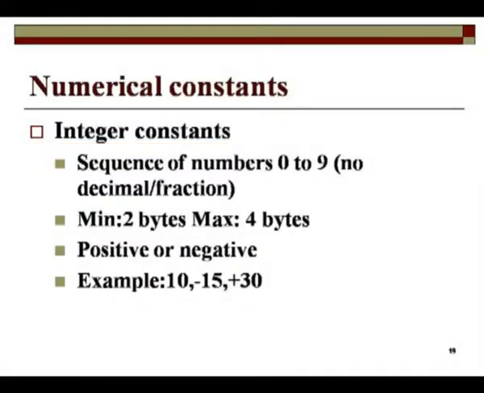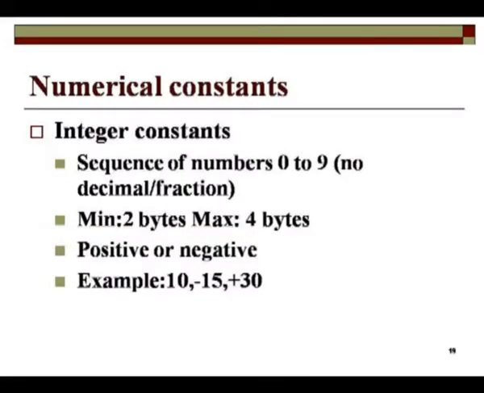They have to be a sequence of numbers from 0 to 9. They are integers, so they cannot have decimal points or fractions. They have to be whole numbers. The storage that is required for these integer constants is a minimum of 2 bytes and a maximum of 4 bytes. They can be positive or they can be negative. If no sign is mentioned, it is by default taken as positive.